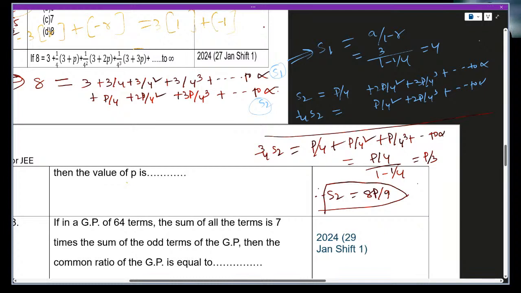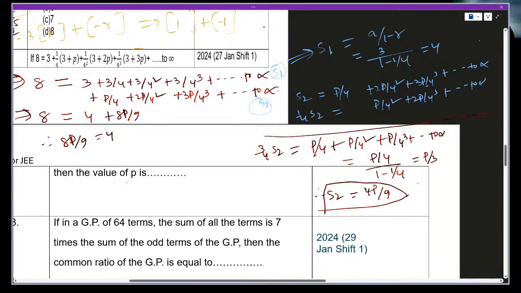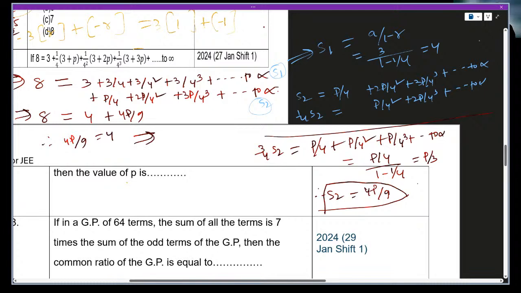This you got S2. And S1, what have you got? That is 4. So substitute there. 8 equal to S1. S1 is what? 4. And this is, therefore, 8p by 9 is equal to 4. How much? Check once. S2 is coming 4p by 9. We are wrong. 4p by 9, not 8p by 9. Okay. So this implies P equal to 9. Isn't it? Understood?